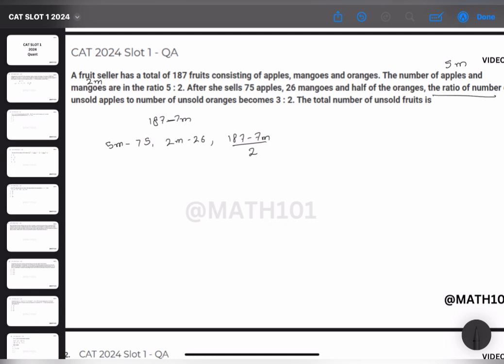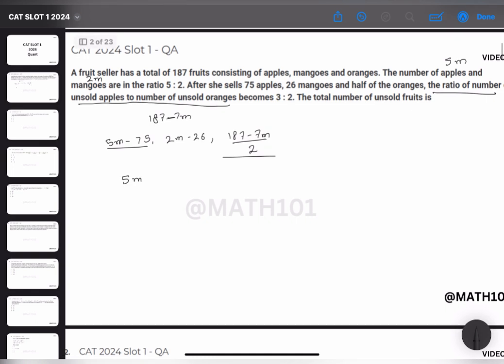The ratio of the number of unsold apples and the number of unsold oranges. This is the number of unsold apples and this is the number of unsold oranges. This is 3:2. So (5m minus 75) upon (187 minus 7m) divided by 2 is equal to 3 upon 2. This 2 goes in the numerator, which means 2 into 5m minus 75 over 187 minus 7m equals 3:2. 2 goes here, this goes there.